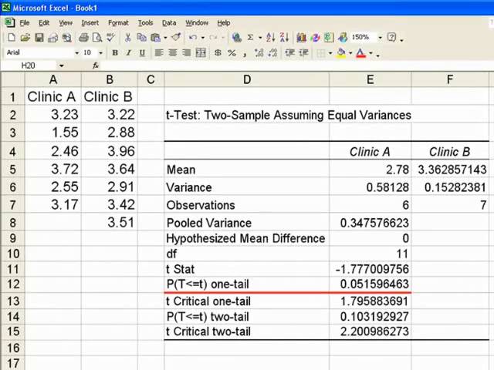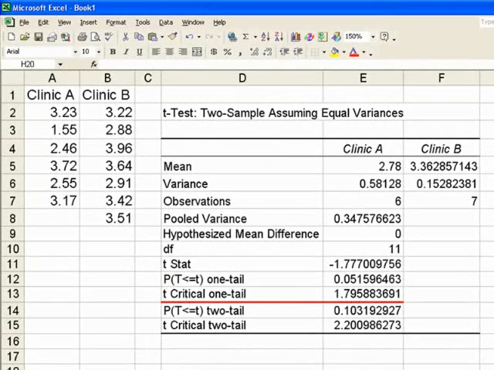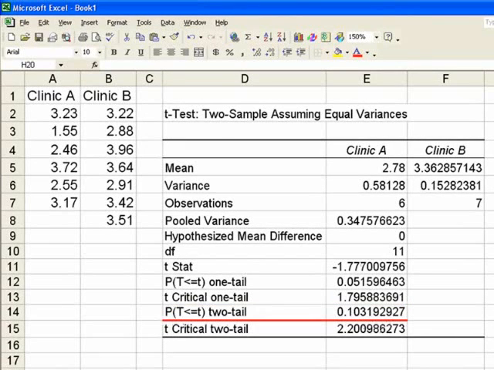The next row tells us the probability of getting a t-stat that differs that much from 0 if these two samples really did come from the same population, and if we were doing a one-tailed test. But we're not doing a one-tailed test, so we can skip that. The next is a critical t for a one-tailed test, and we're not doing a one-tailed test, so we can skip that. The next is our p-value, and this we will use.